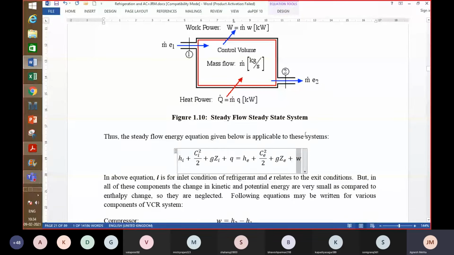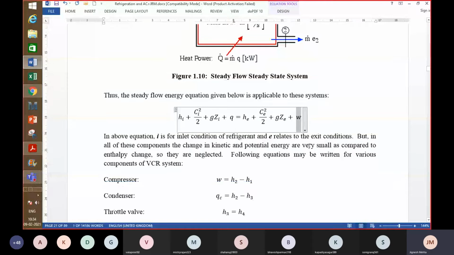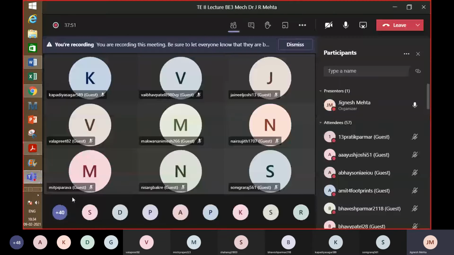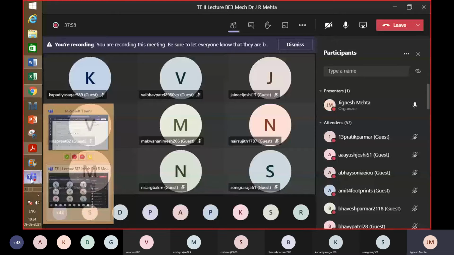As we proceed further, you will understand those things, right? So in the above equation, I is for the inlet condition of refrigerant, E relates to the exit conditions, but in all of these components, the change in kinetic and potential energy are very small compared to enthalpy change, so they are neglected. Following equations may be written for various components of the VCR system. Okay, so let's do the analysis of different components one by one.